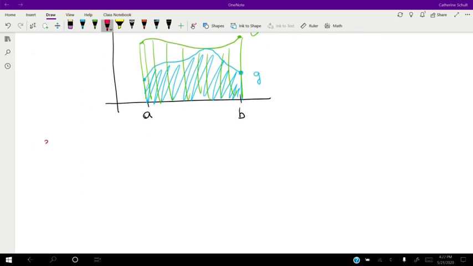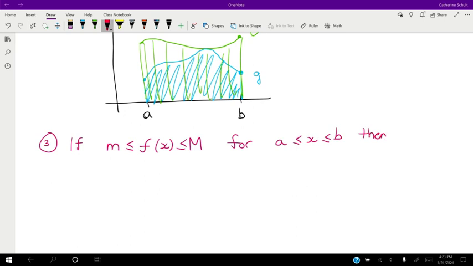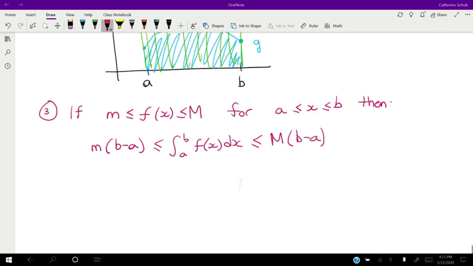Okay, and then finally, if we have a function that's bounded by 2 numbers, little m and big M, for a closed interval, then we have the following. m times b minus a is less than or equal to the integral from a to b of f of x, which is less than or equal to M times b minus a. Okay, let's unravel that one.